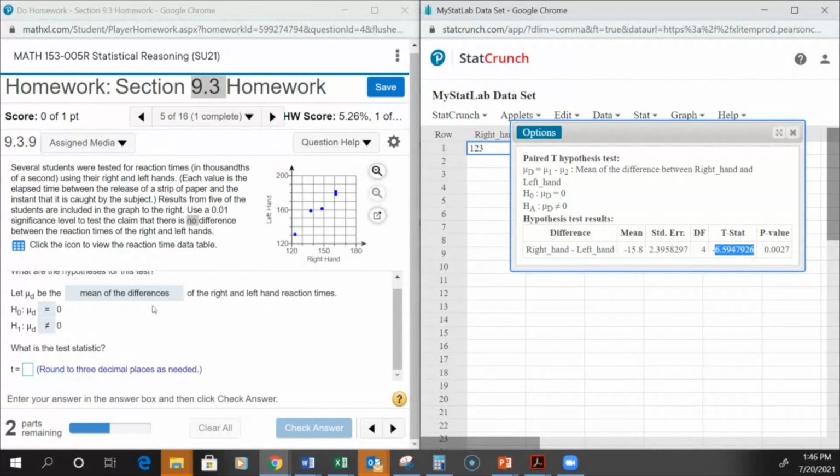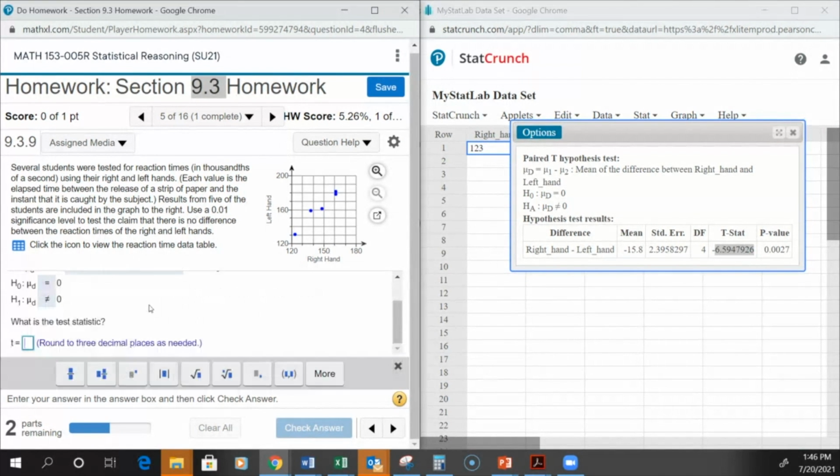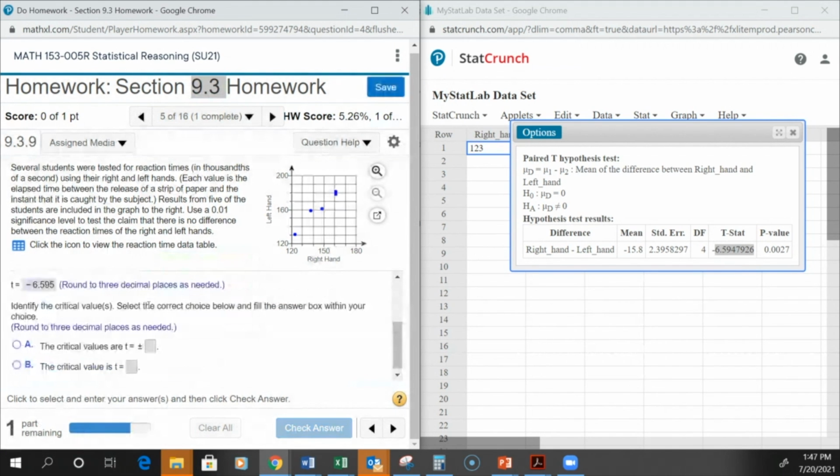They're really, really, really different. That's way far to the left. 6.595 after they rounded. And what are the critical values?